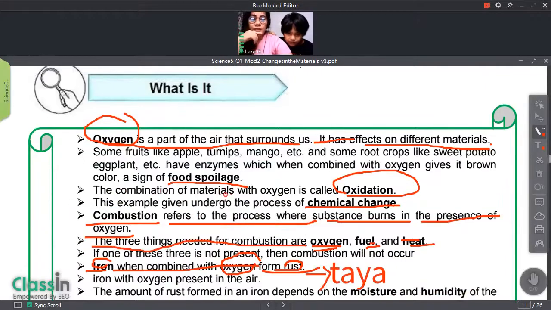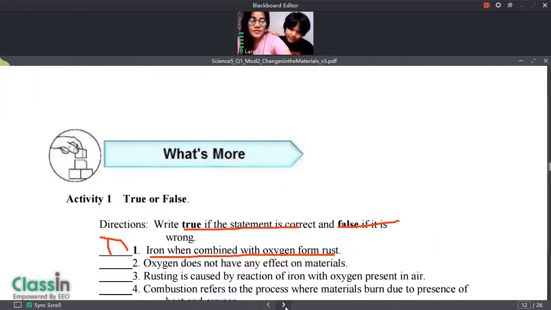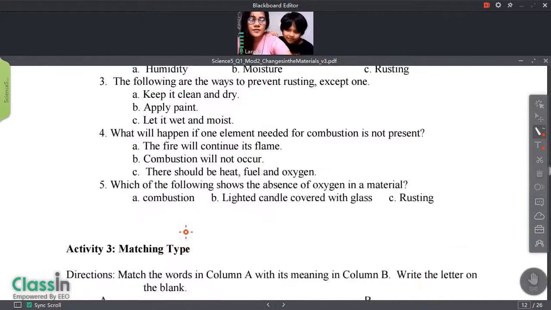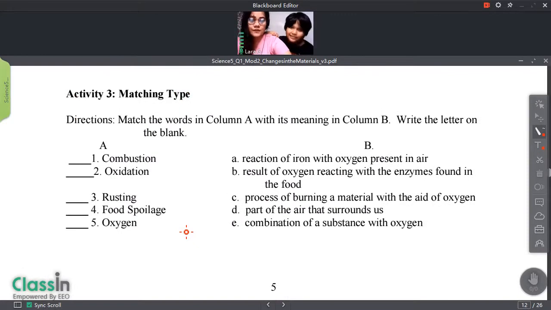Combustion refers to the process where a substance burns in the presence of oxygen. You're right, your answer is combustion. It's correct. So we will continue this one later because it would take us 2 hours if we continued with all of this.